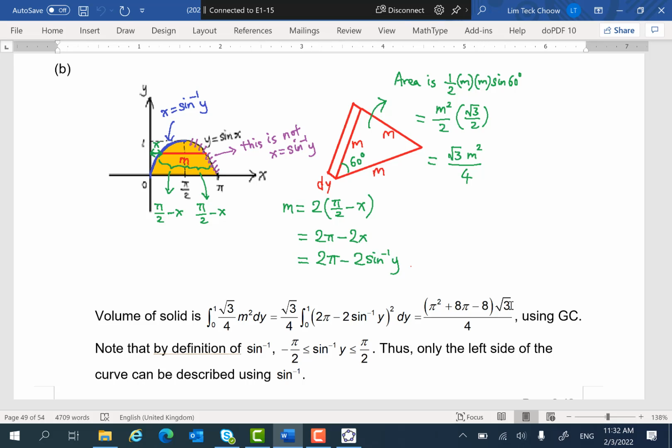So this way, remember? If the cross-sectional areas are all perpendicular to the x-axis, it will be a dx, and then vice versa. And then you just have to find the area of the cross-section in terms of x eventually, and in terms of y eventually. Okay, that is 39B.